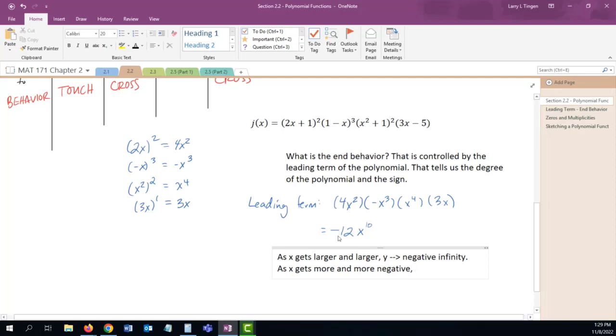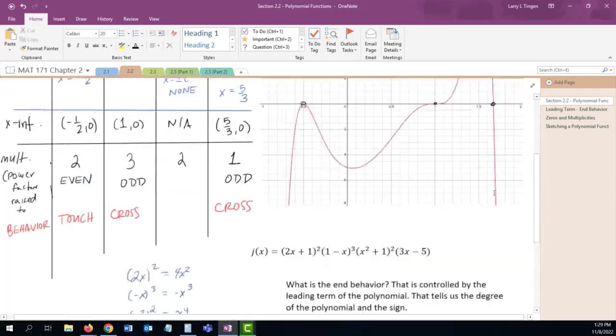And then what am I doing? I'm completely run by this leading term. So as x gets more and more negative, y does the exact same thing, and it tends toward negative infinity. What does that look like on a graph? This right here. As x grows, my function is diving for negative infinity. As x gets more and more negative, my function is diving toward negative infinity.